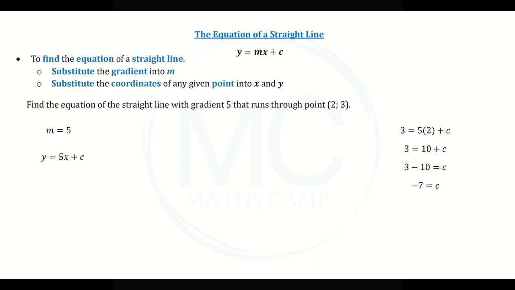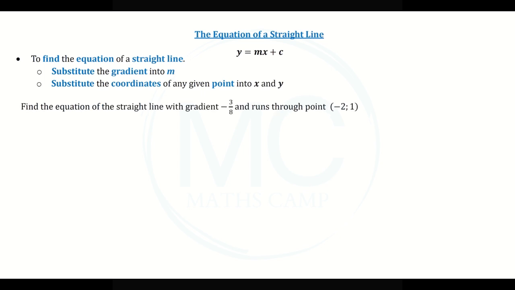Now we have an m value of 5 and a c value of negative 7, and we can write the equation for the straight line as y is equal to 5x minus 7. Let's do another one.